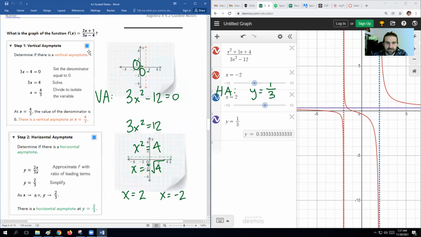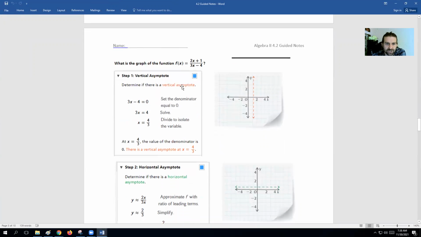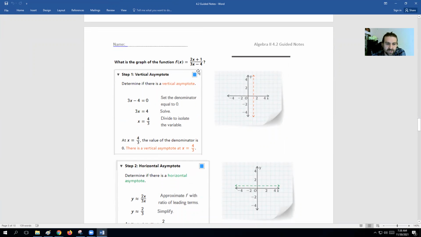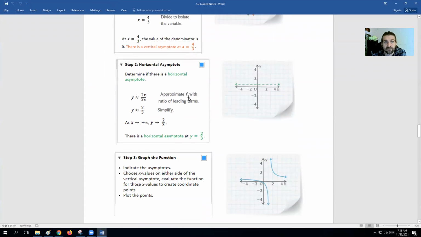So let me clear this off. When it comes down to this here, when we're trying to graph a function, what we want to do first is look to see if we have any vertical asymptotes. And you can see here, in this equation, we set the denominator equal to 0. Then the next step is to find the horizontal asymptotes. And so we draw our dotted lines as such, like if we're trying to do this on graph paper without using the graphing calculator.